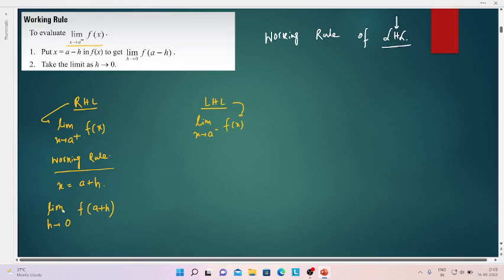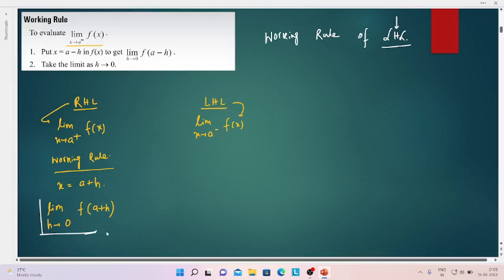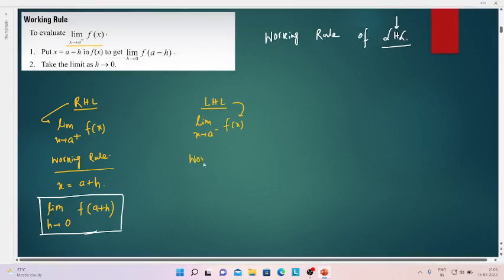This is the basic formula for the right hand limit, right? Similarly, for the left hand limit, what do we have to do? So what is the working rule? It is actually showing in this particular slide, but I'm writing it down here. We have to take the value x equals a minus h.